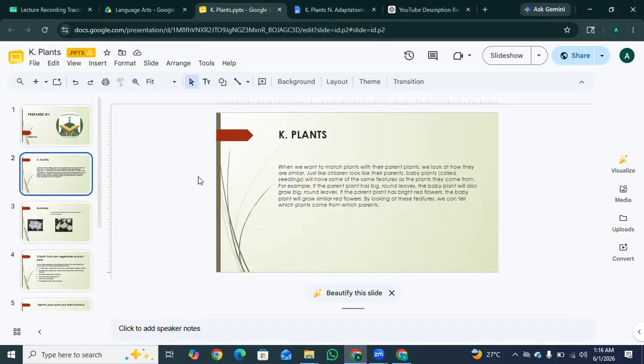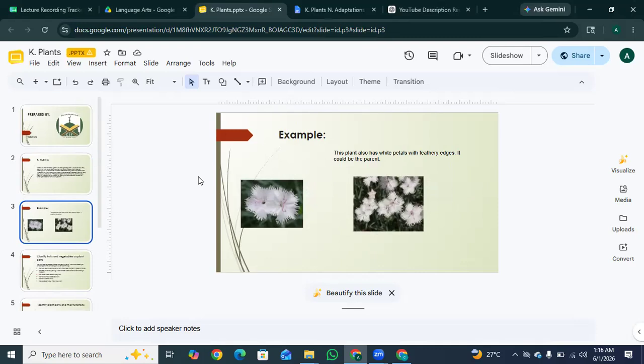So basically, like parents like child, just like human babies look like their parent, baby plants can also look like the parent plant they come from. If a parent plant has big round leaves or bright red leaves, the baby plant will grow up to have those same features. Okay, so this plant also has white petals with feathery edges. It could be the parent.